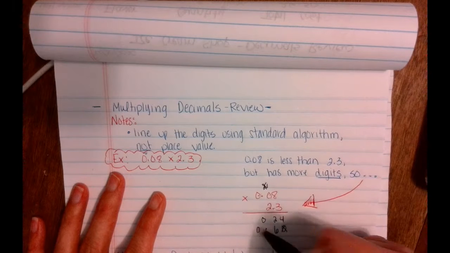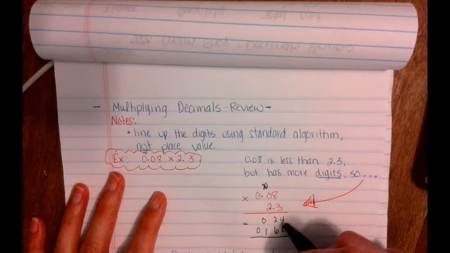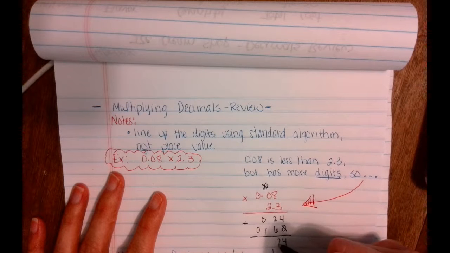Now I can add these two rows of numbers together. 4 plus 0 is 4. 2 plus 6 is 8. 0 plus 1 is 1. And I just bring down that 0.